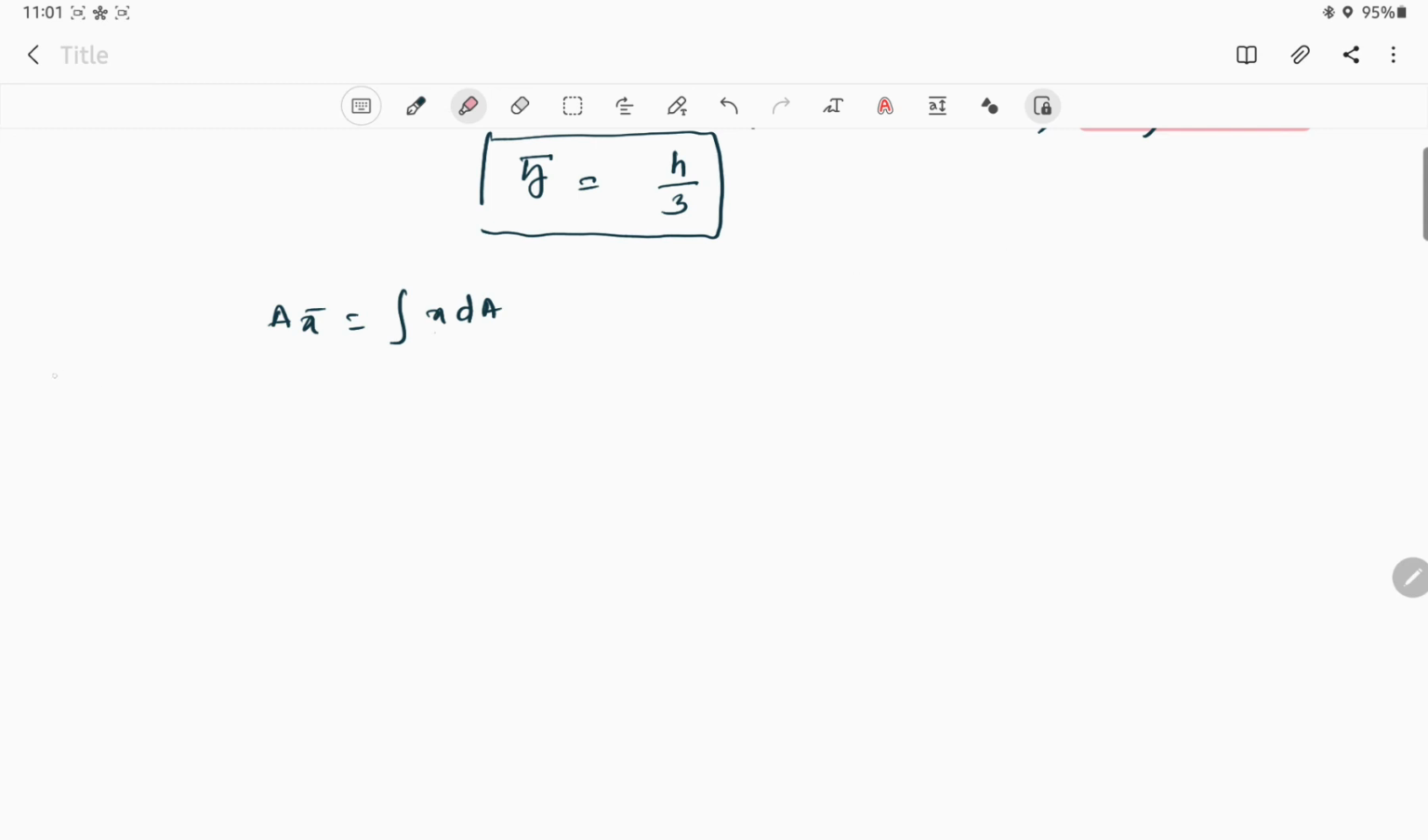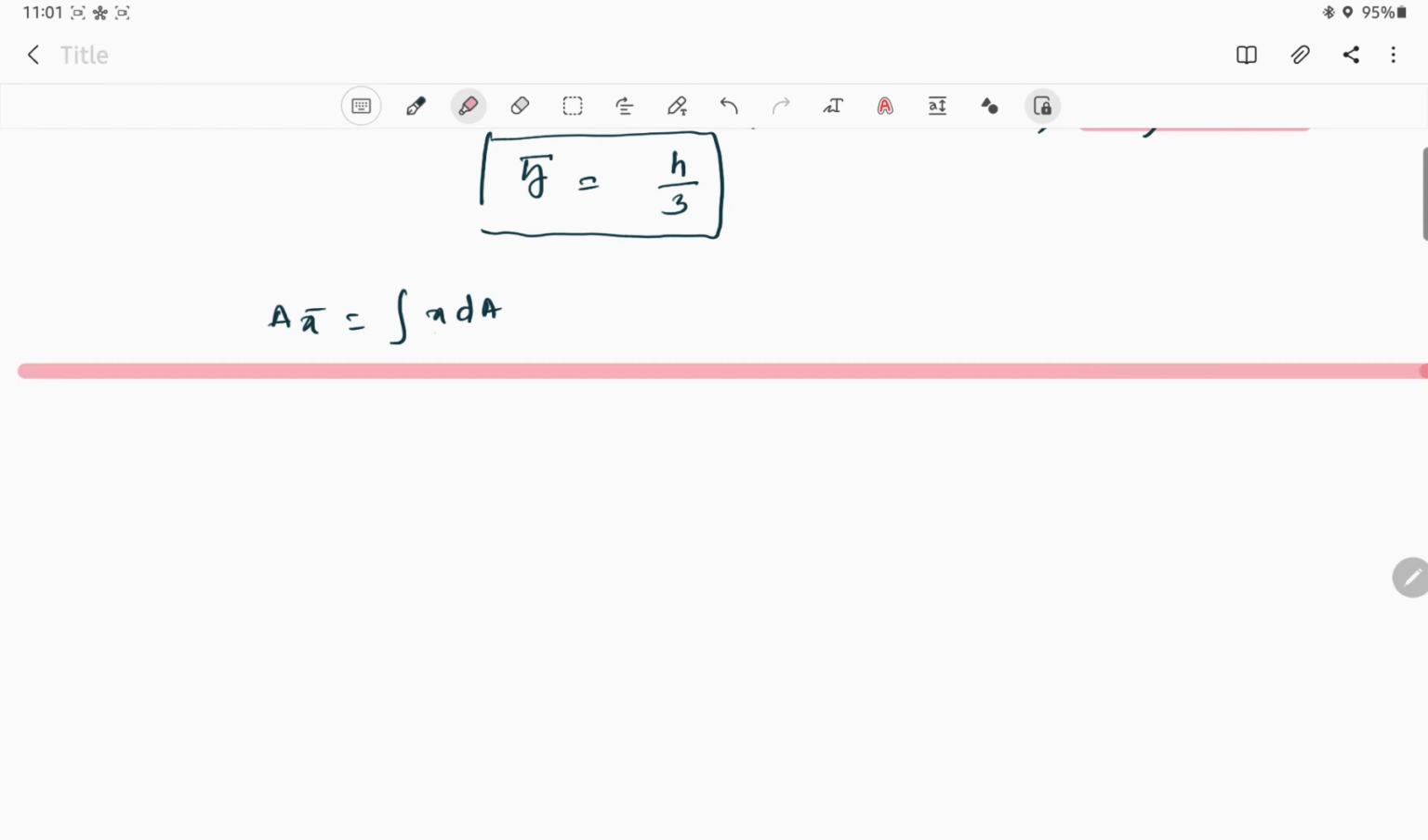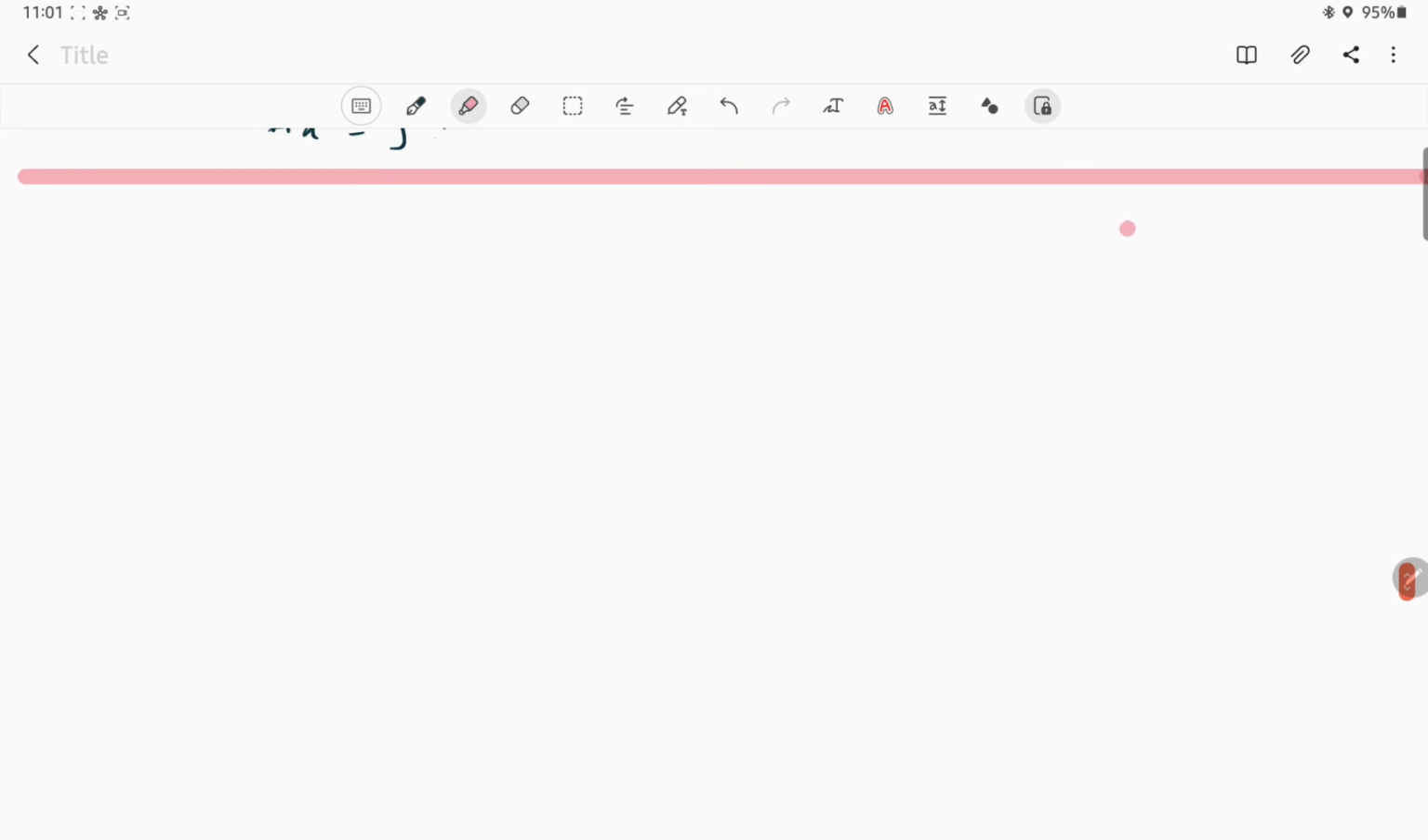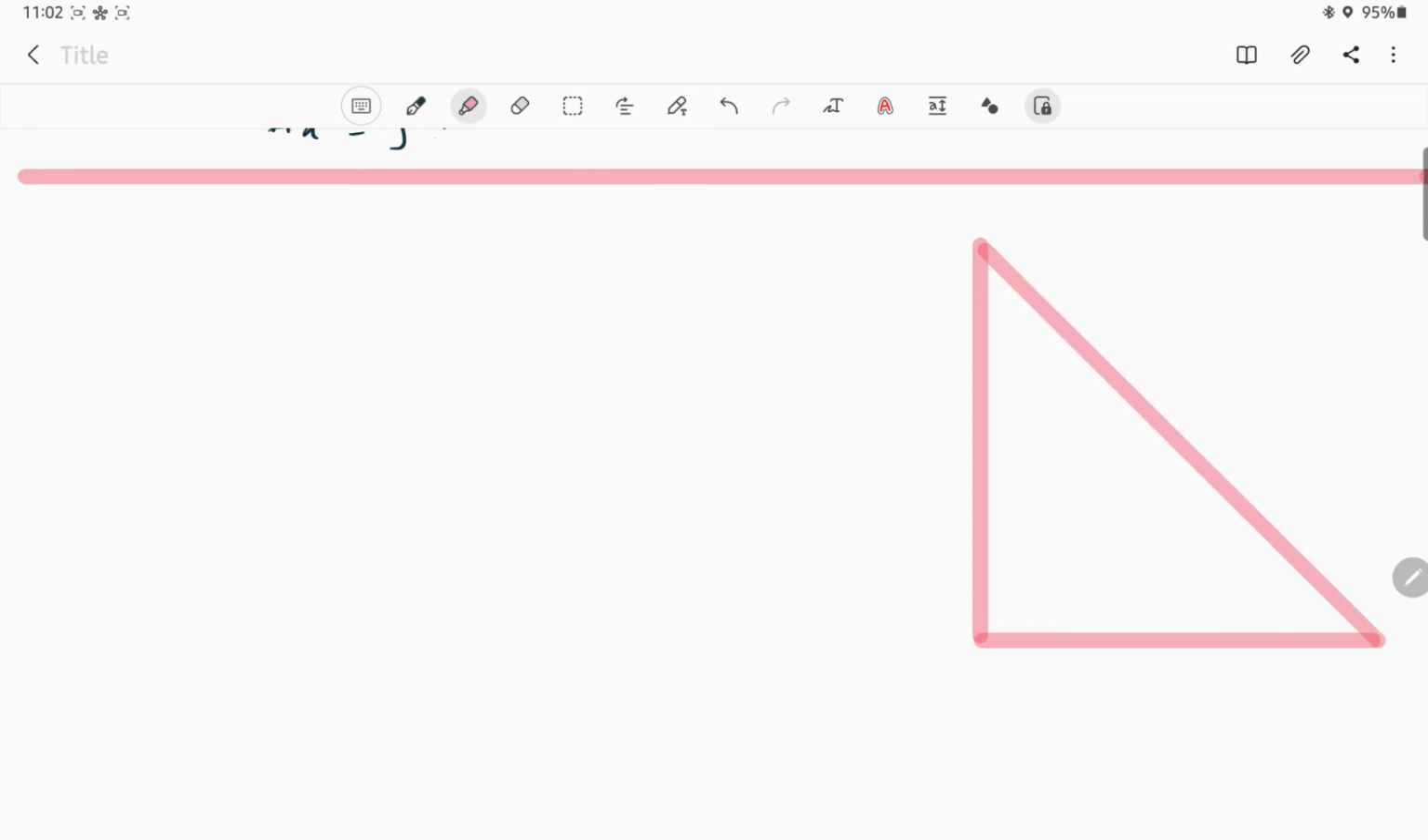So again, what I'm doing here, we try to draw another triangle. This is my triangle. Okay, this is one triangle, and what we will do here is, we'll try to take a vertical strip instead of a horizontal strip. In the previous problem we have taken a horizontal strip, but in this problem we will take a vertical strip like this.